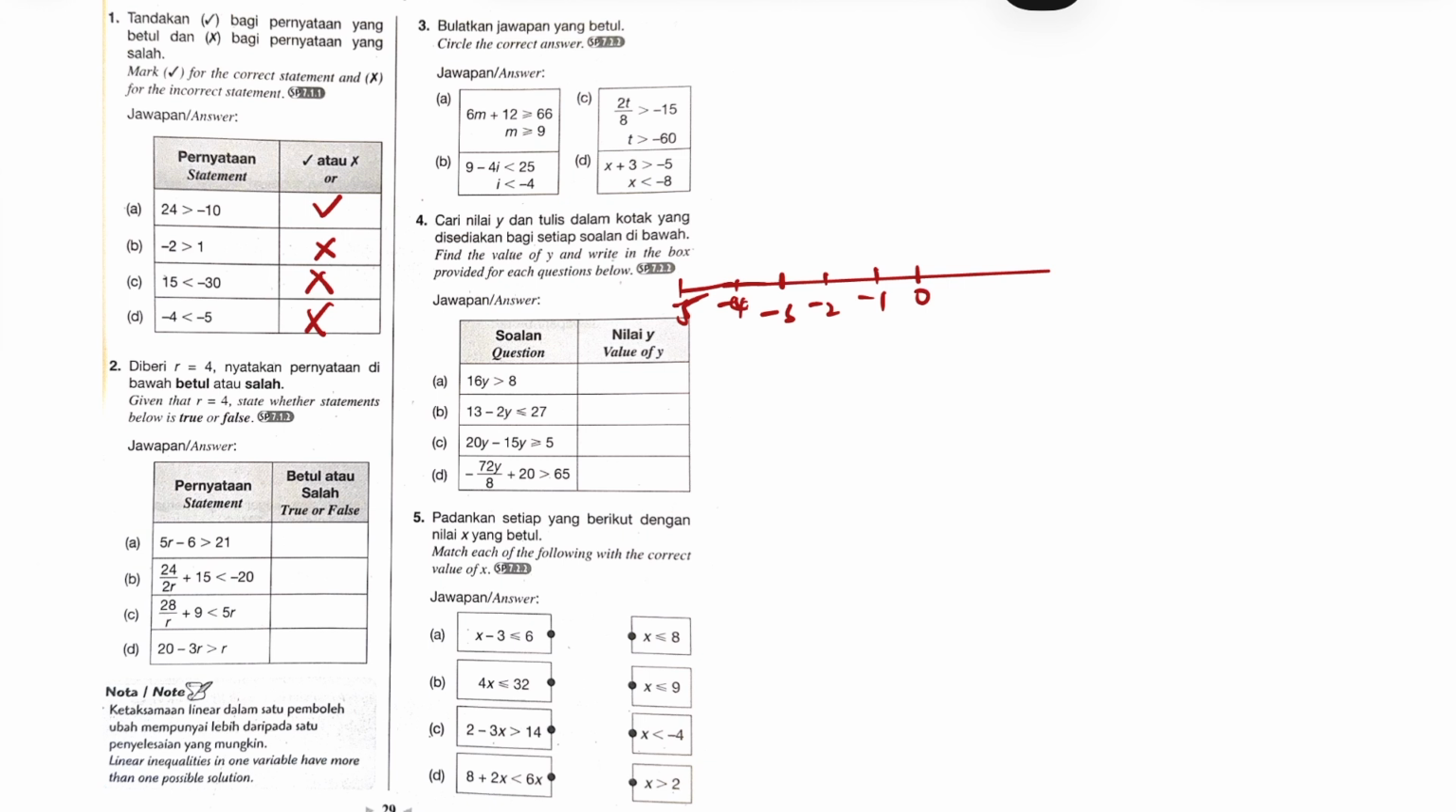Okay, it mentions given R is 4, so whether the statement is true or false. So look at A. For this one, you can use a calculator to make it faster. Today I didn't show the calculator. So 5 times 4 minus 6. What do you get? 5 times 4 is 20, minus 6, you get 14. So is 14 greater than 21? Yes or no? No. So therefore, this is wrong. Oh, sorry, we cannot put a cross there, else you get no marks. It means that you need to put false.